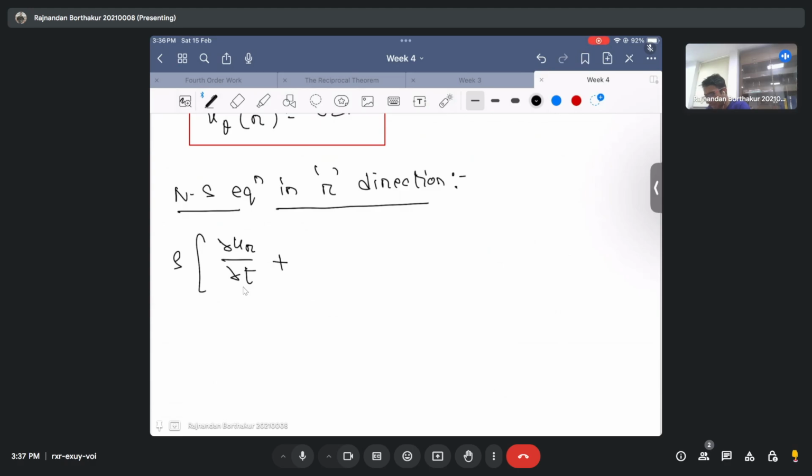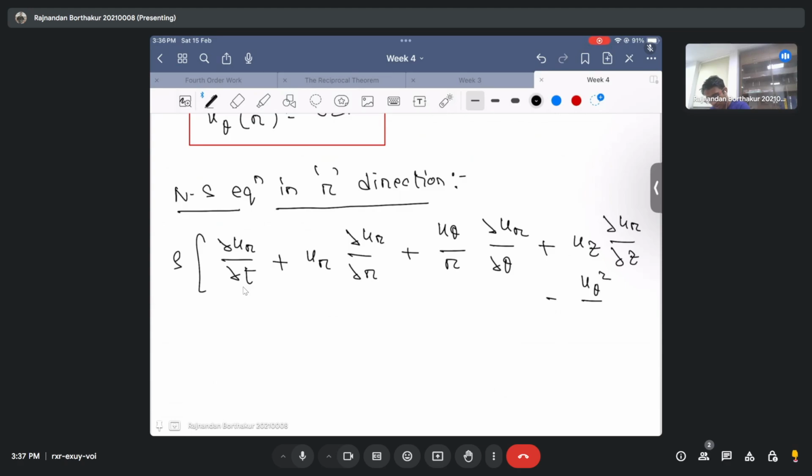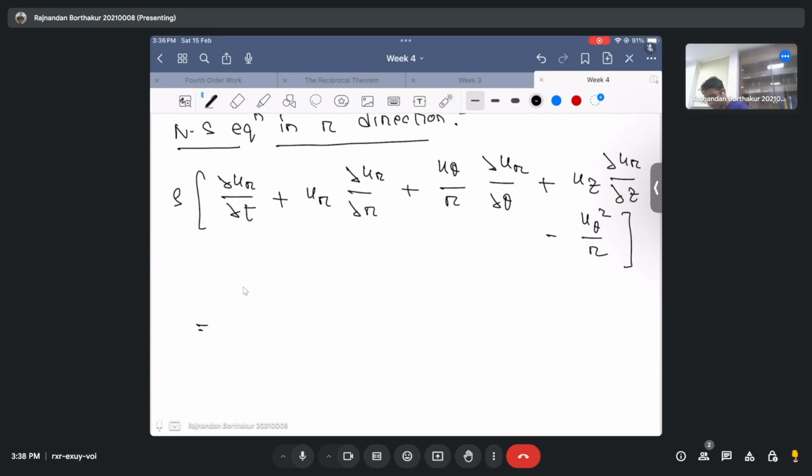So the first term is del ur by del t, then the term is ur del ur by del r plus u theta by r del ur by del theta, and then I have uz times del ur by del z. That's the inertia term. I also have one more term, which is minus u theta squared by r. So this is the inertia term, and then on the right side, the pressure gradient is minus del p by del r, plus mu times del by del r of 1 upon r del by del r of r ur.